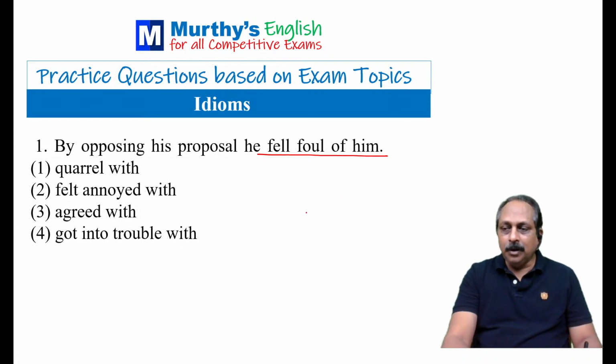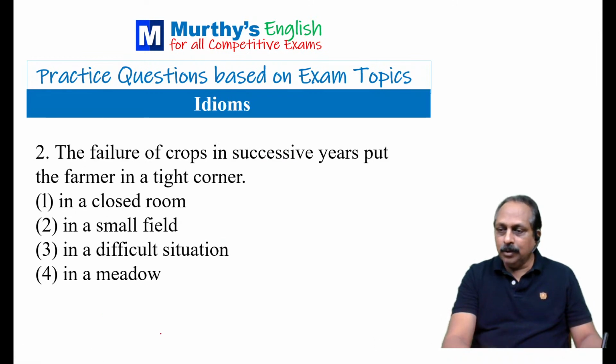Fall foul of someone. 1, 2. It is not correct. 1, 4. Mohan has got it right. Got into trouble with, get into trouble with. Fall foul of someone, get into trouble with someone. 1, 4. Get into trouble. They in the past got into trouble.